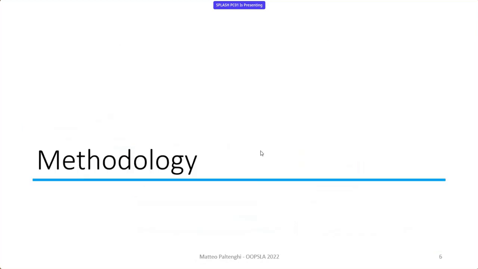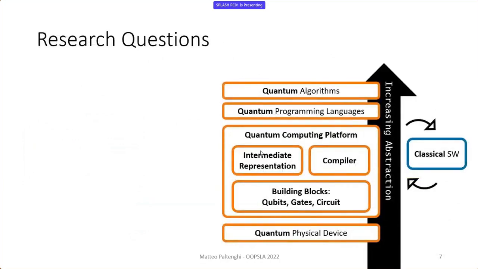So I will go forward, introducing the methodology of our talk. Before that, I want to introduce the research questions behind our study. It's an empirical study. We are interested in looking at a quantum stack. We have on the bottom the physical layer, on top the quantum algorithm, like we saw before. On the left, we have what is considered a quantum software stack. On the right side, we have the classical part, which interplays with this quantum software. And our focus is the quantum computing platform here. As I said before, we could have intermediate representation, compiler, also abstractions, and building blocks as well.